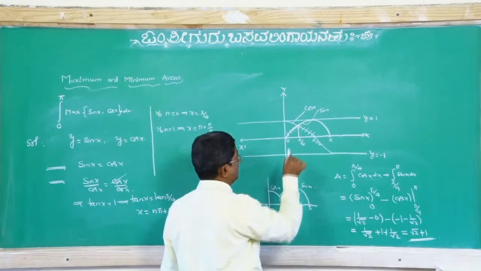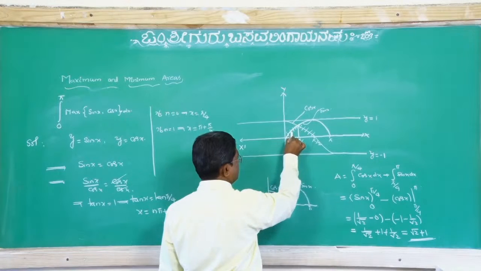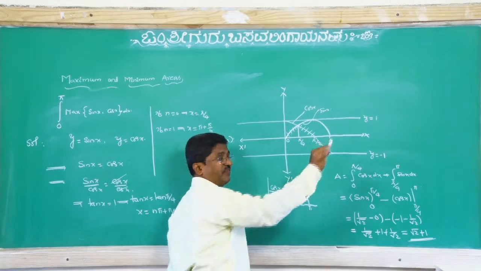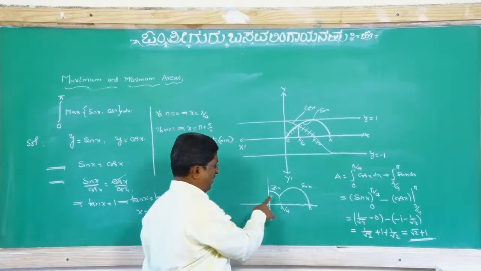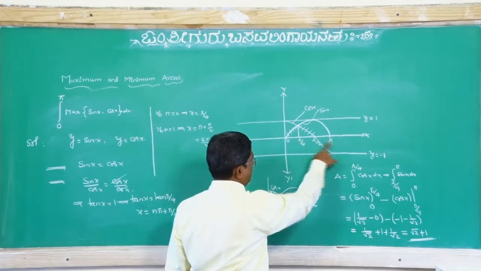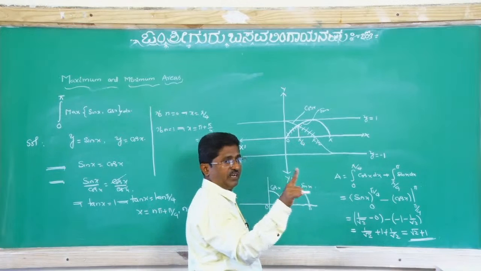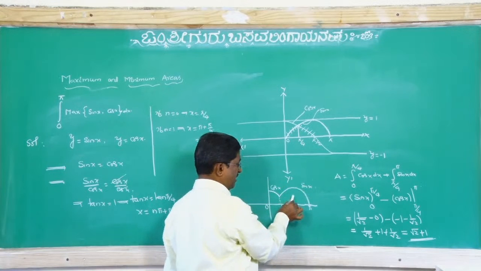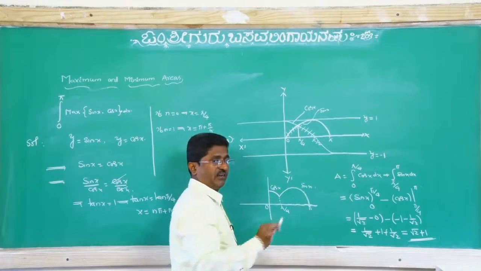If I consider the maximum function, it is cos x and the minimum is sin x. The sin x function is thrown outside, so we get the maximized function. Between pi by 4 to pi, this portion is only cos x; eliminating the rest, we get this function. This is the final graph.